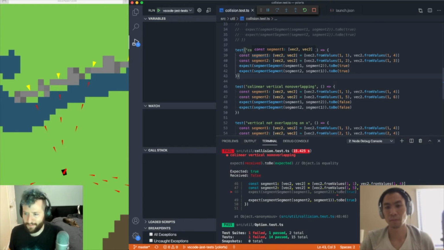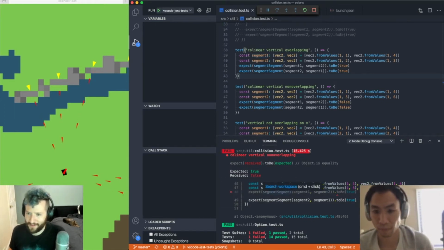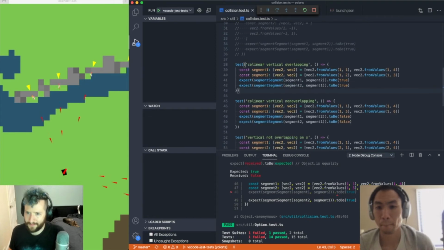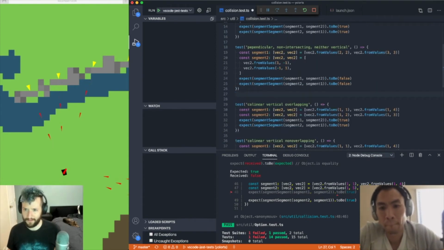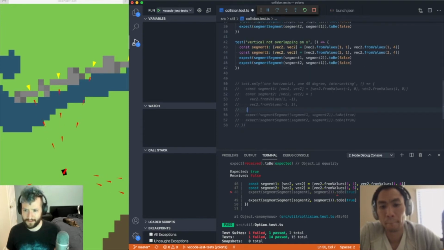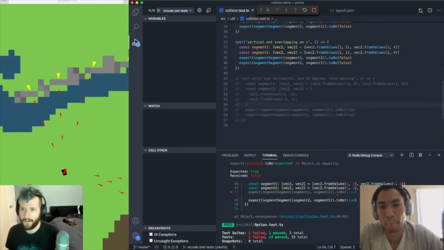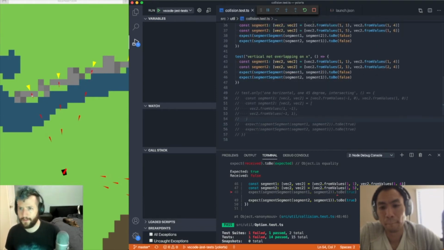My test was wrong. I had collinear non-overlapping as expect segment to be true. Oh, right. Oh, I guess I forgot to. Well, whatever. That'll pass in a second. Okay. So that's one case.